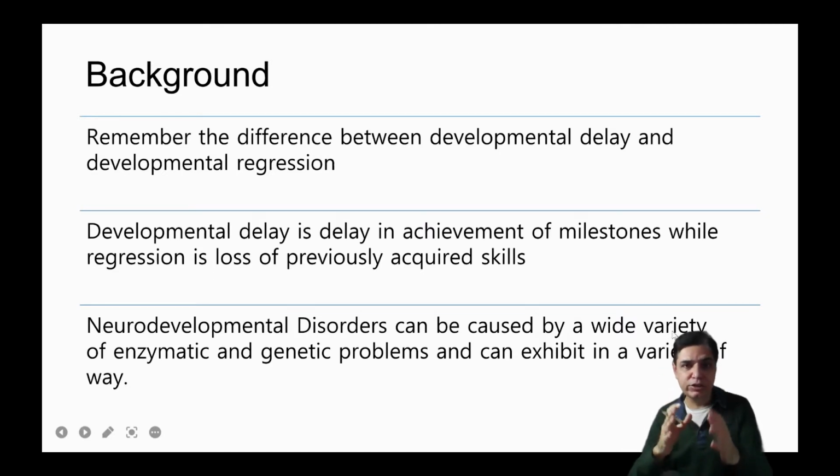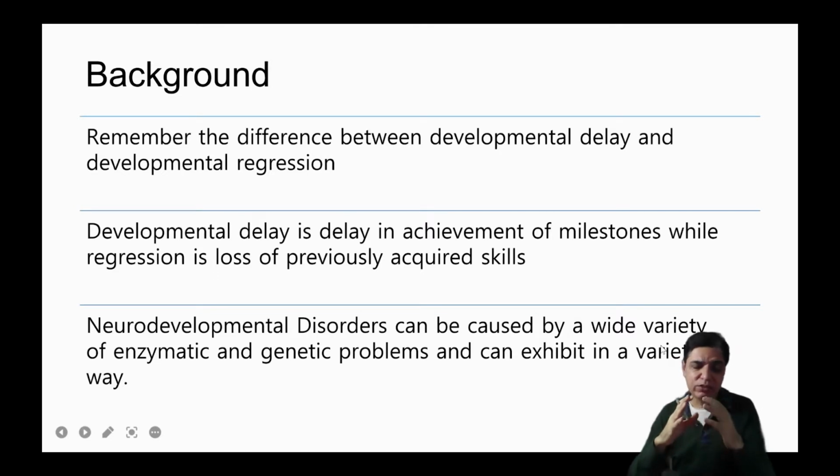While regression is loss of previously acquired skills. So it's a sort of reverse gear. A child reaches a developmental milestone and then goes back. He reverses back in time, regressing. While delay is basically slow. That child is still moving ahead in time, but he's a bit slow.